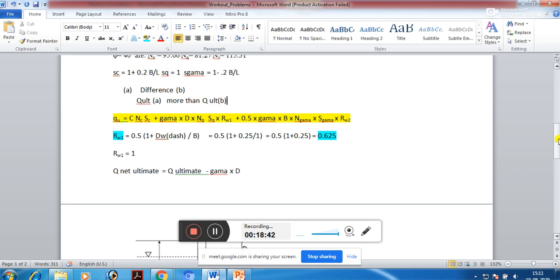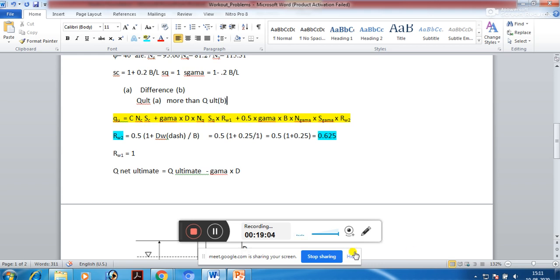RW1. How does it become 1? I cannot hear you, just a little bit louder. Sir, the RW1 part. Why does it become 1? Why is it 1? Right? Yes, sir. That is what you are asking, or something else? Sir, why is it 1?